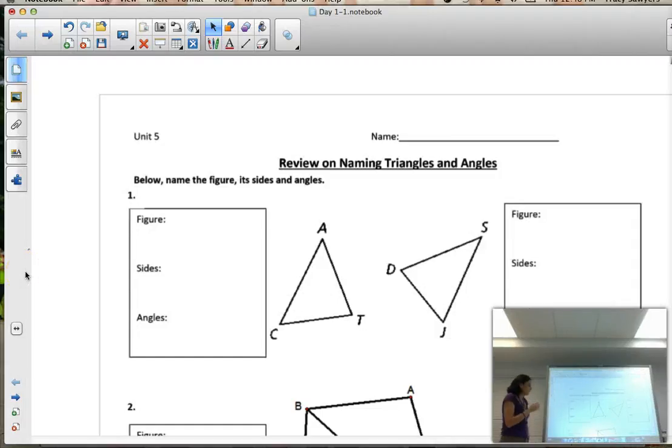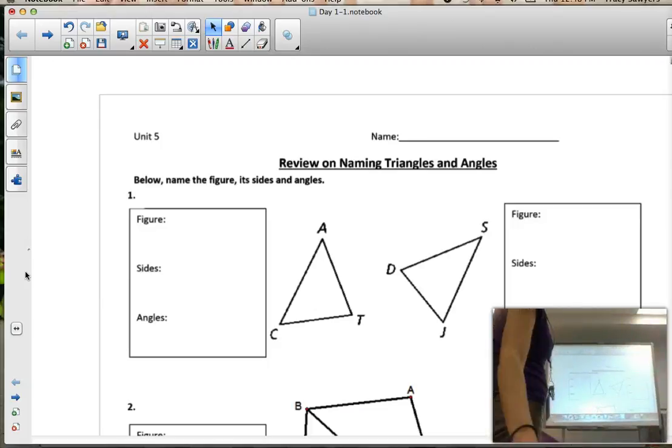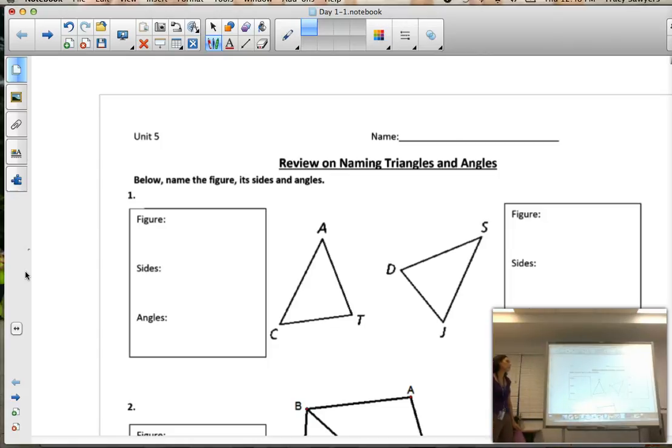Yes, it's awesome. Okay. So the first few things we're going to do are a little bit of a review, but we want to make sure you have a good base before we start introducing new things. Because if you don't understand what we do today, this unit is going to be very, very difficult for you. Okay? So let's start with naming triangles. We've done this before. So can you name this triangle for me?